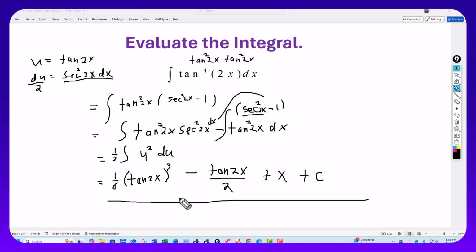Trig integral, evaluate it, and again the result is 1/6 times the tangent of 2x, quantity to the 3rd power. I could put the 6 under this if I wanted to, but I'll leave it this way. Again, we could put parentheses here to make it more clear. Minus tangent of 2x over 2, plus x, and then plus the constant of integration.